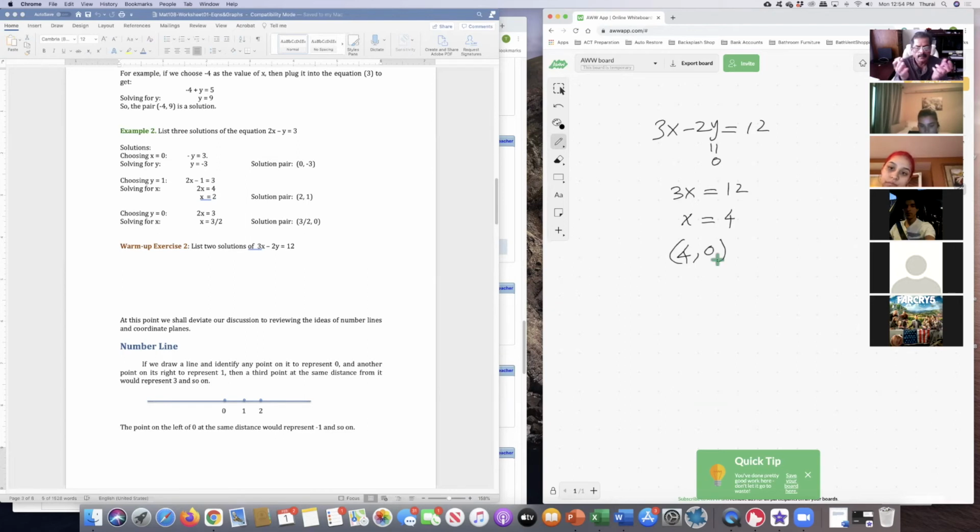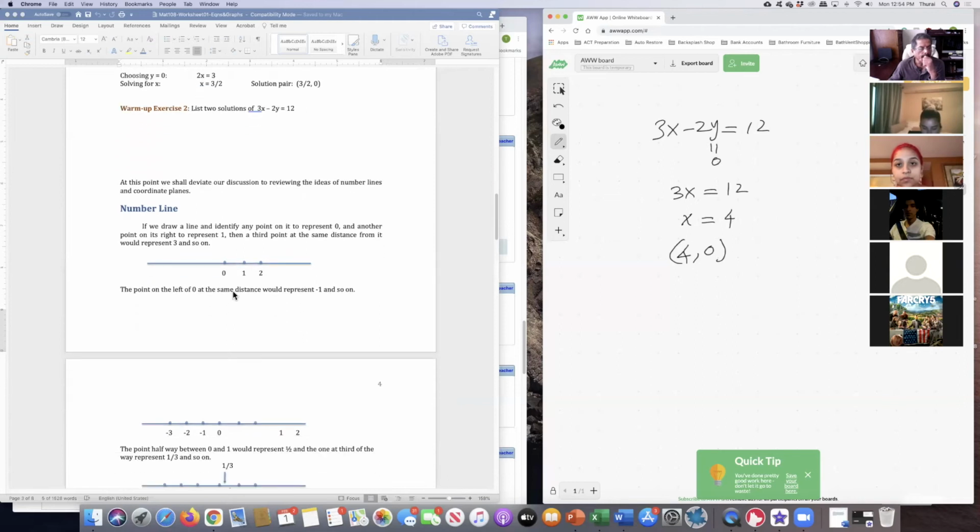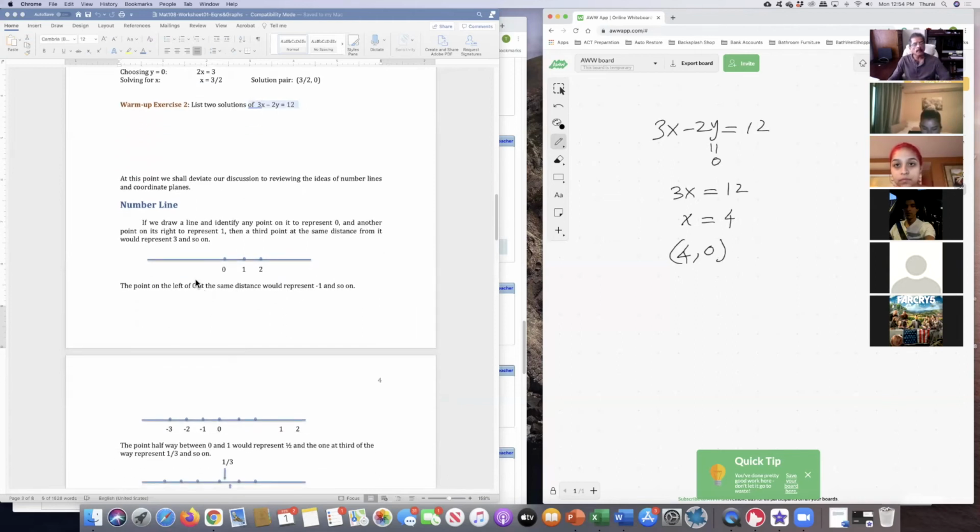So they wanted 2 solutions. You found 2 solutions in the easiest way. So choose 0. 0 is the easiest number to work with. Okay, proceeding to explain number line.